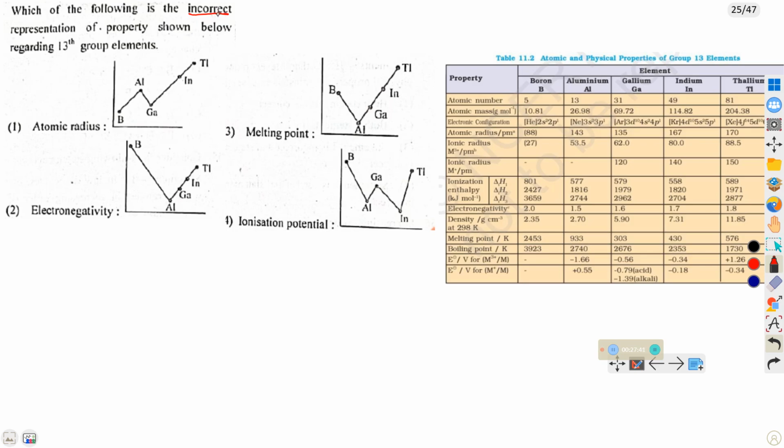Incorrect graph among the following. Atomic radius: 88 to 143 increases, 143 to 135 decreases, 135 to 167, 167 to 170. This is correct graph only. Melting point graph: 2453, 933, 303. No. Aluminium to gallium, again melting point value decreases.